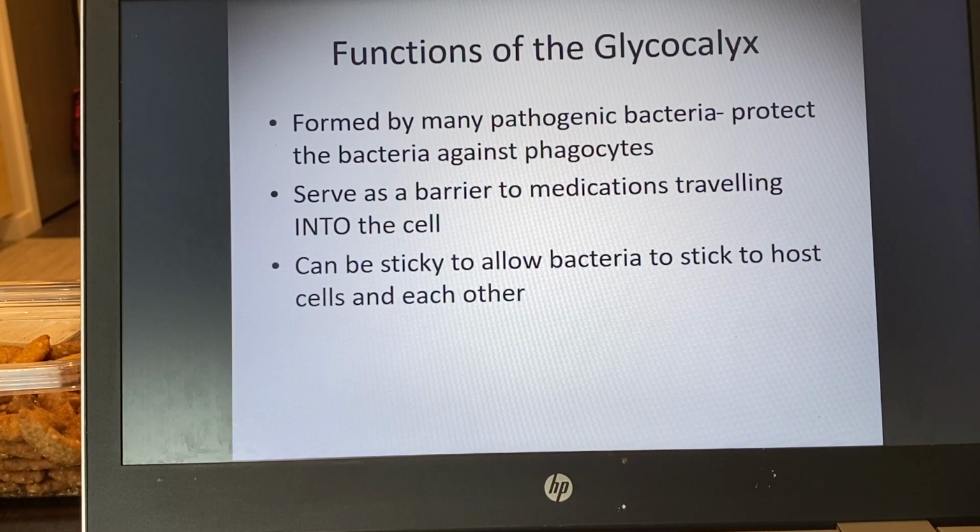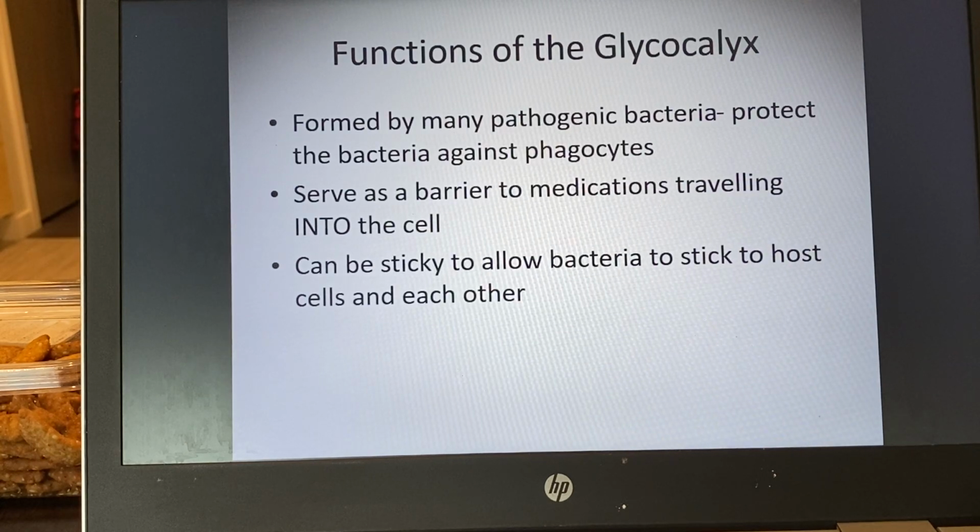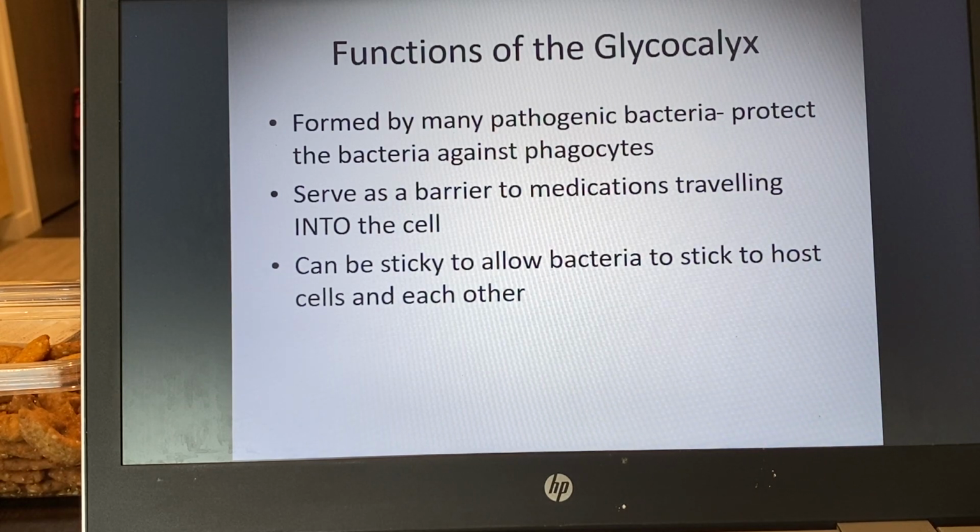It's not going to fool your immune system forever, but it can maybe buy that bacteria an extra 24 or 48 hours before your immune system figures out, hey, this is a bacteria, we need to get this out of here. So yeah, it will protect the bacteria against a type of immune cell that you have called phagocytes.